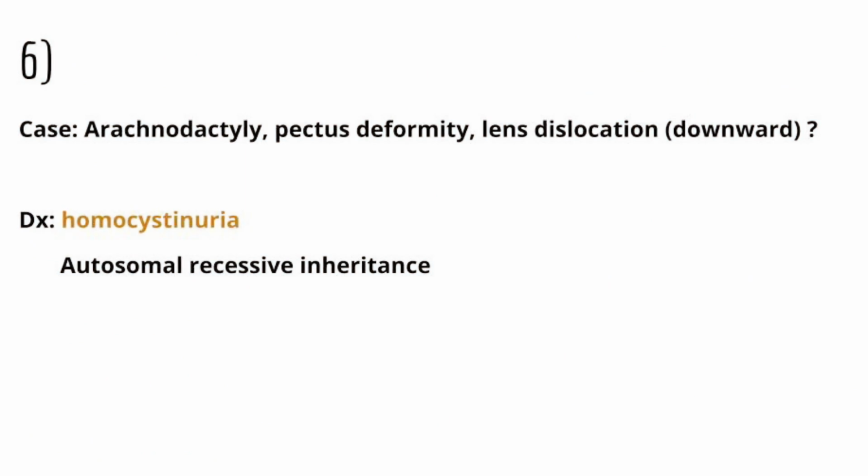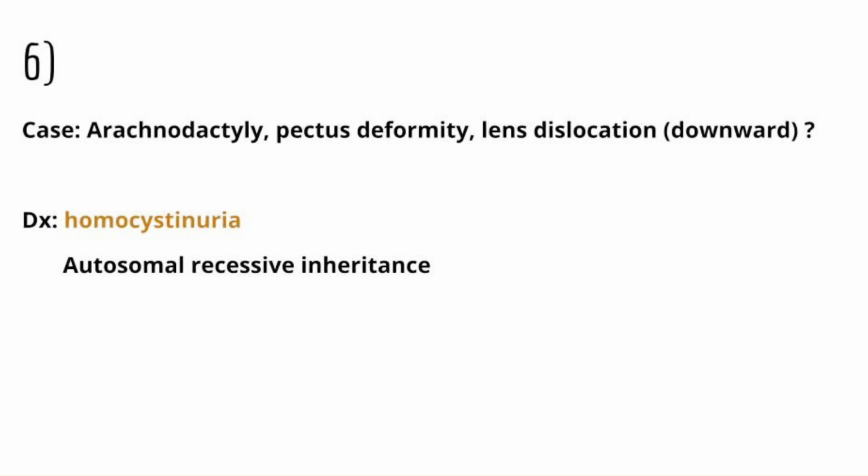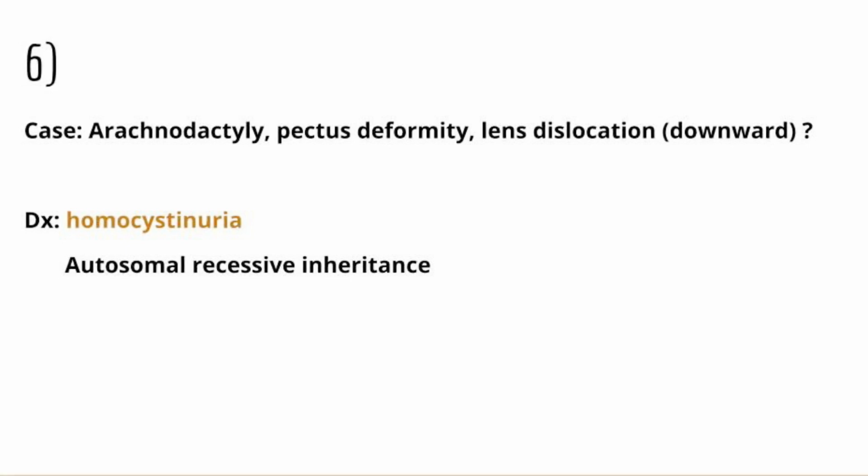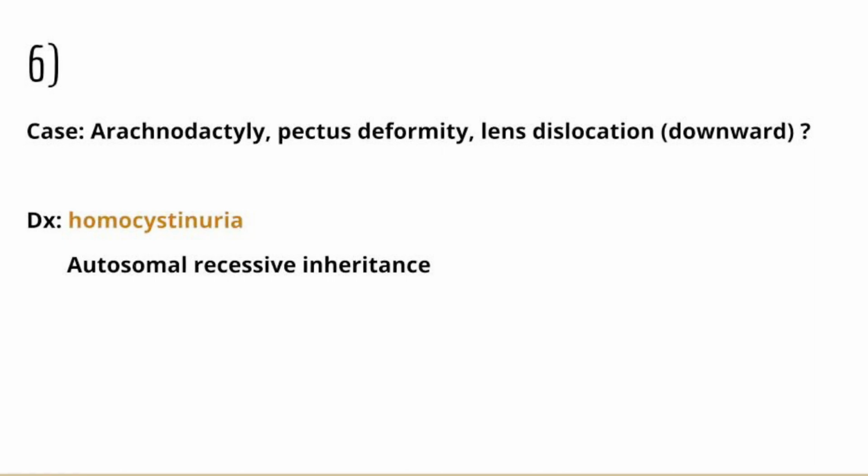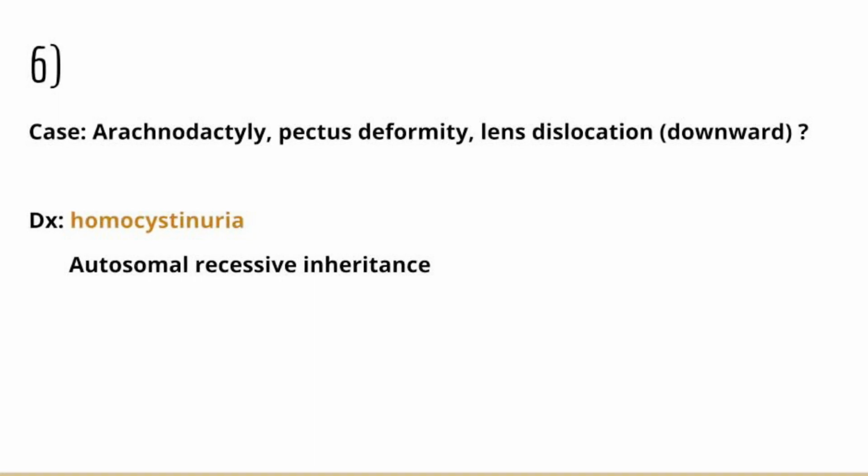Coming to the sixth case scenario, the patient presents with arachnodactyly, pectus deformity and lens dislocation. We have to note that the lens dislocation here is downwards. The major symptoms which lead our diagnosis towards homocystinuria are lens dislocation, that is downward, and the pectus deformity. There may be any other type of chest deformity in homocystinuria such as pectus carinatum or pectus excavatum, and arachnodactyly. Arachnodactyly means long, slender and curved fingers. It can be seen in Marfan syndrome, homocystinuria, and also Ehlers-Danlos syndrome.